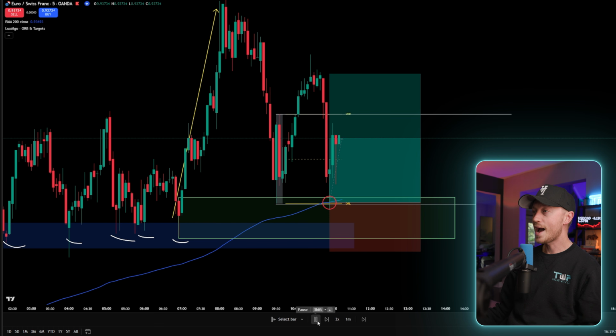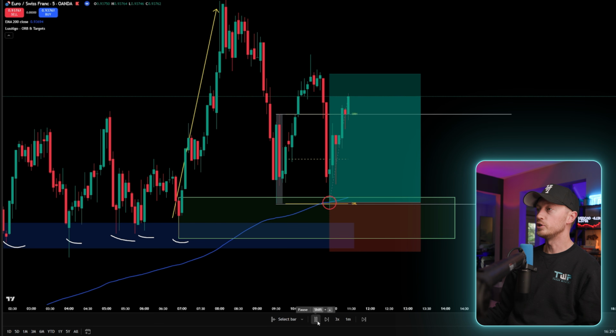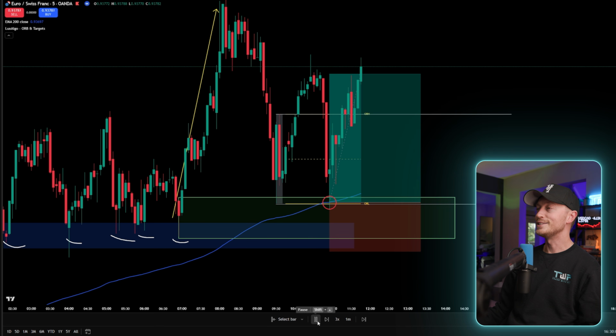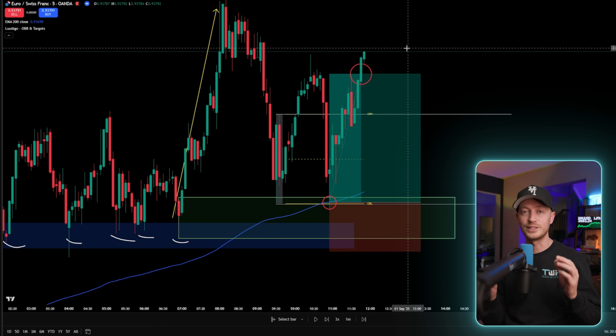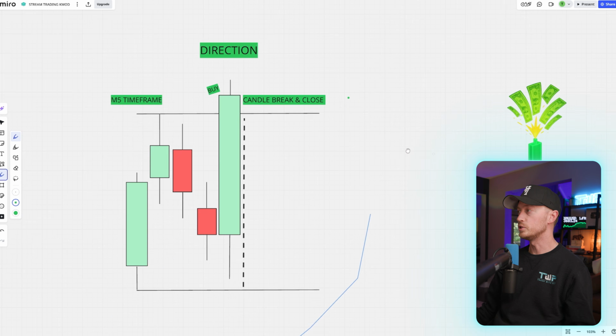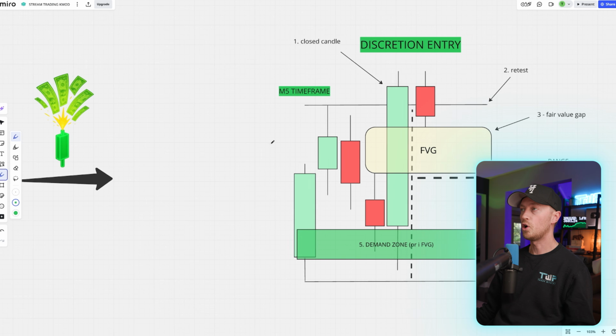I got a good reaction to my demand zone level right there, and then price started to push up, and eventually at some point here it went all the way through and smashed my take profit right there for a massive win. So if we go back to the trading model, we're following all the steps.